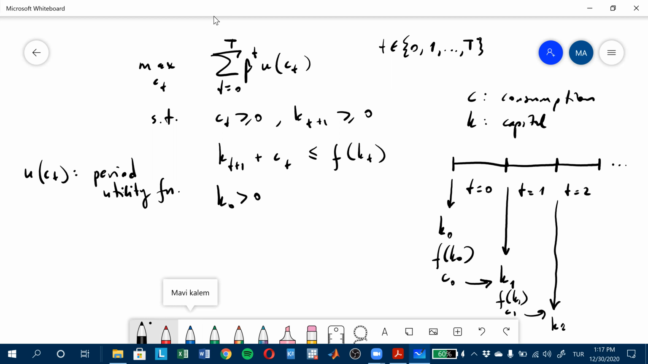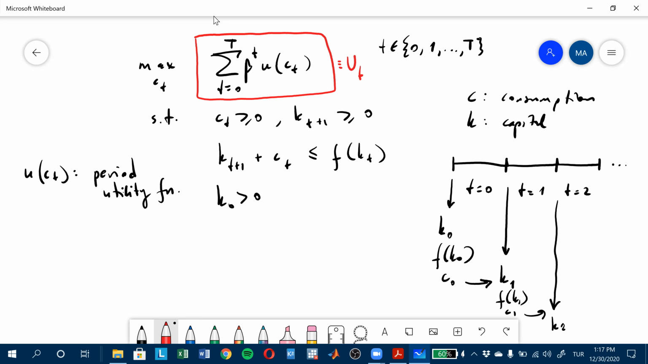Okay, and this whole thing, which you can denote by U_0, the big U, is the intertemporal utility function. Of course, it is a function of C_0, C_1, dot, dot, dot, C_T. So this is called the intertemporal utility function.